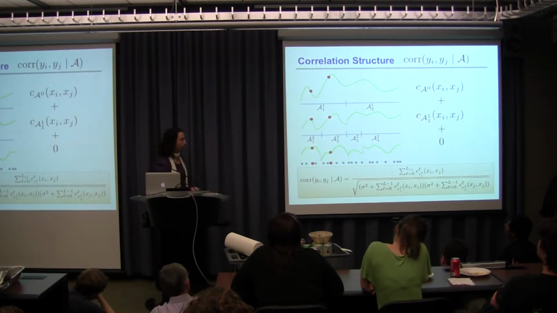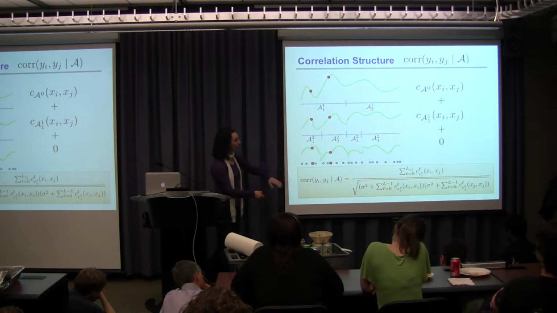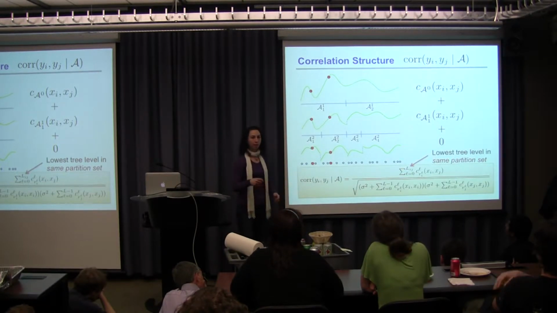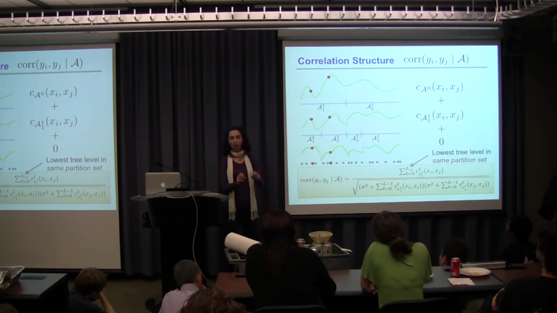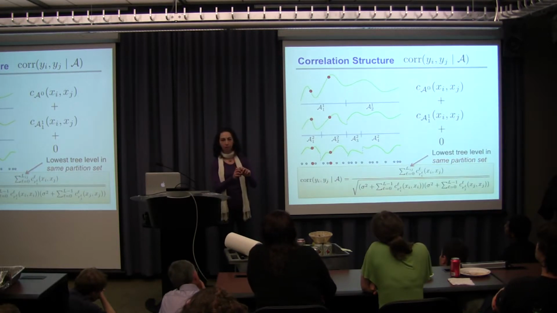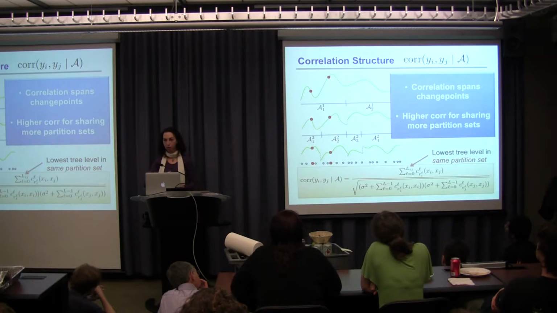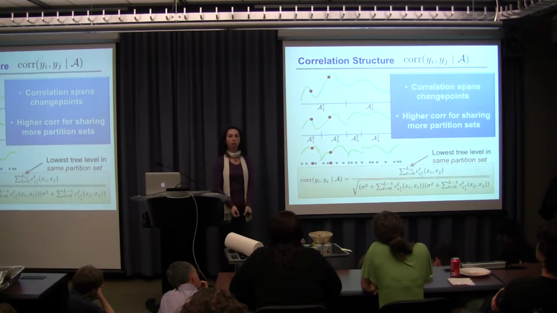So overall, the correlation between these observations has this form in general, but the key thing here is that Lij is the lowest level in the tree for which observations Yi and Yj fall into the same partition set. So what you see is that the correlation spans the change points, these abrupt changes in the process, and we get higher correlation for observations that share more levels of the tree.